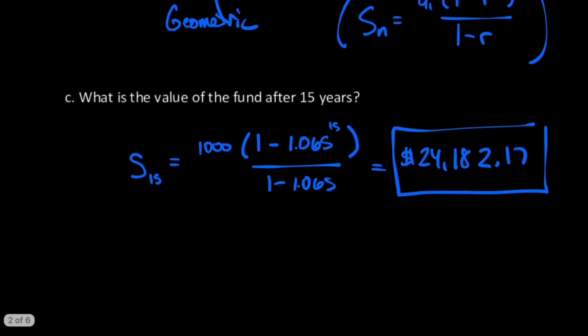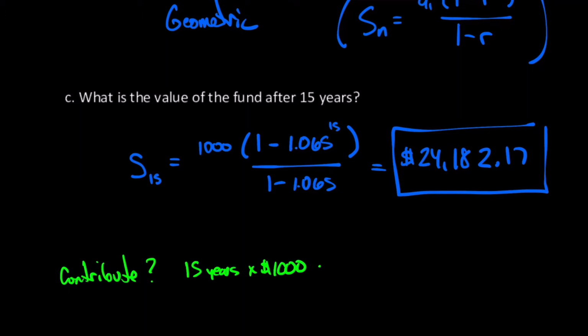Now, one thing I want you to consider, this doesn't really apply to the geometric sum formula, but it applies more to the financial aspect of it. How much did you contribute over those 15 years? Well, it's pretty simple, right? 15 years times $1,000 a year equals $15,000. So you only put in $15,000, and after 15 years, you've got $24,000.